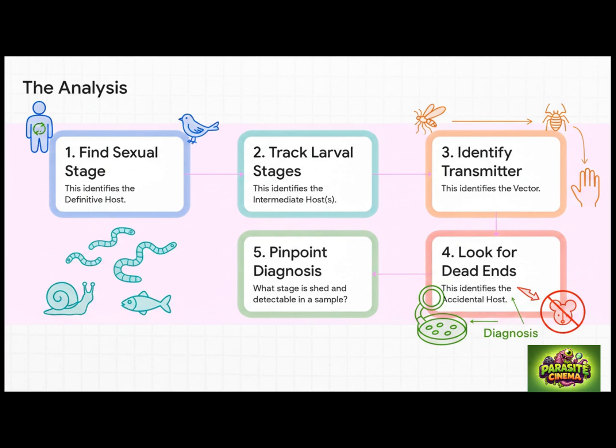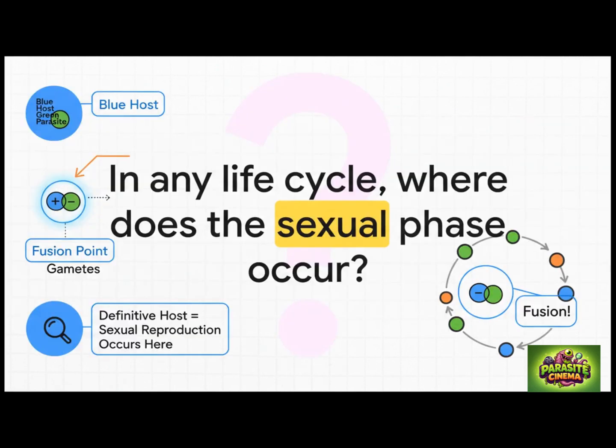Third, identify the transporter. Who's the delivery service? That's your vector. Fourth, look for a dead end. Is there anywhere the cycle just stops? That's your accidental host. And finally, number 5, pinpoint the diagnostic stage. What actually comes out of the host that you can find in a sample?